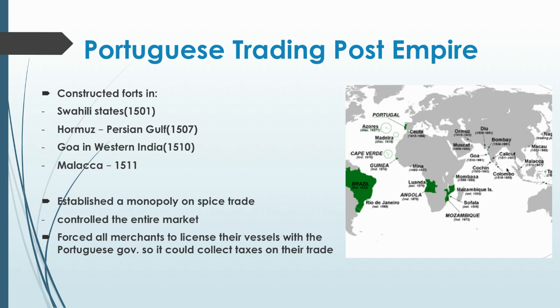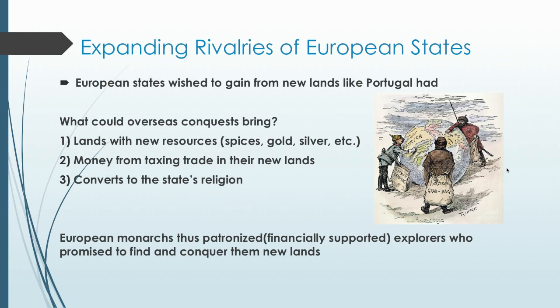And so because of this, especially in the 16th century, which of course is the 1500s, the Portuguese dominated trade in the Indian Ocean. But this is what's going to create these rivalries for colonies. Different European states, such as the Spanish, want to gain from their new lands like the Portuguese did, because having new lands is going to bring all sorts of new riches. By controlling these lands, you can have the access to spices, gold, silver, etc.